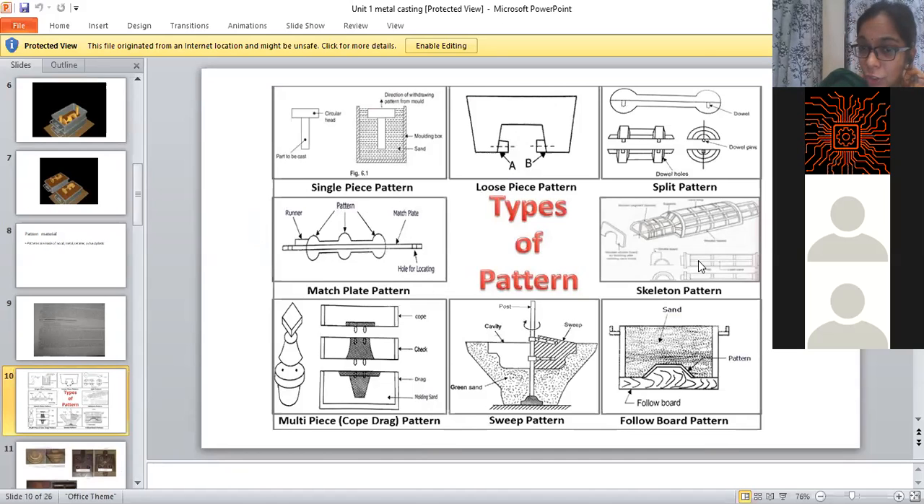Okay, I'll just ask you a question. What is the use of sweep pattern? Yes. Everyone there? Yes, ma'am. Sweep pattern. What is the use of sweep pattern?